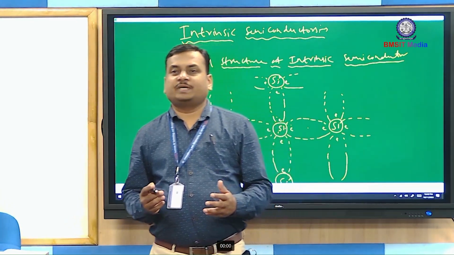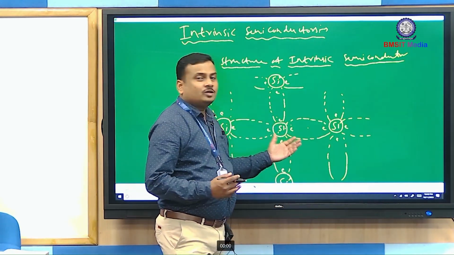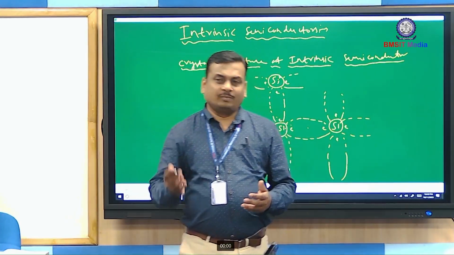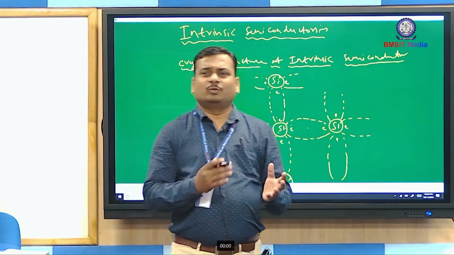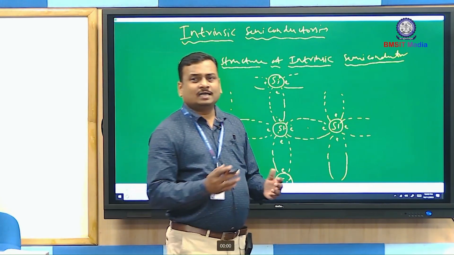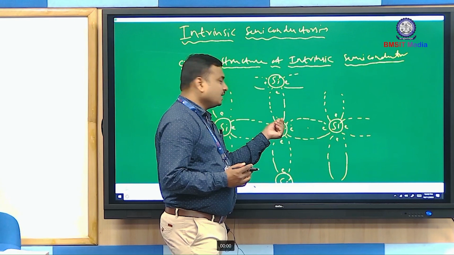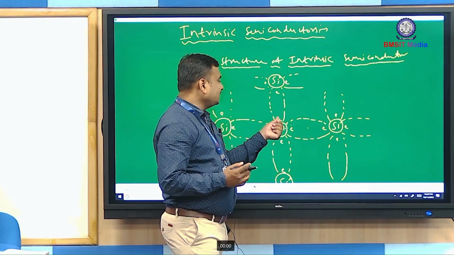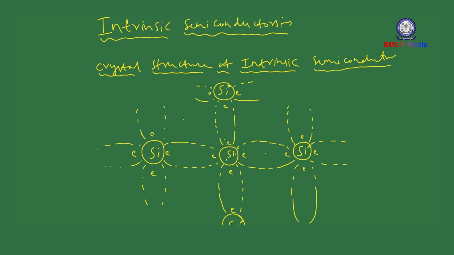But at room temperature, due to thermal energy, some of these valence electrons will get some energy and they will make a transition to the conduction band, or they will be moving randomly inside the crystal. When this electron gains some thermal energy, it will leave this covalent bond. So this becomes a free electron. But here it will be creating one hole.